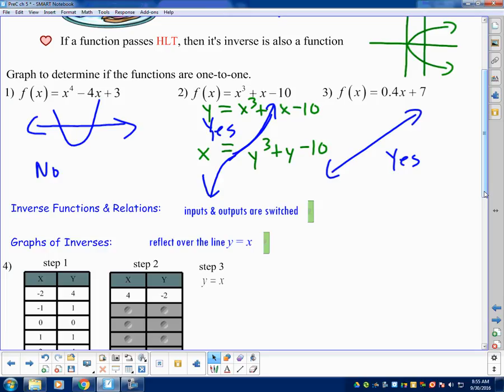Geometrically speaking, the graphs of inverses are a reflection over the line y equals x. So if you've correctly found the inverse, you should be able to plot it on your graphing calculator and see that it is a reflection over that 45-degree angled line going through the origin. That's the line y equals x. Okay.